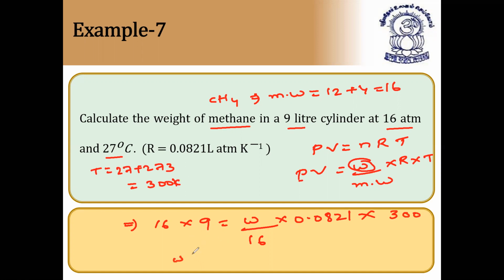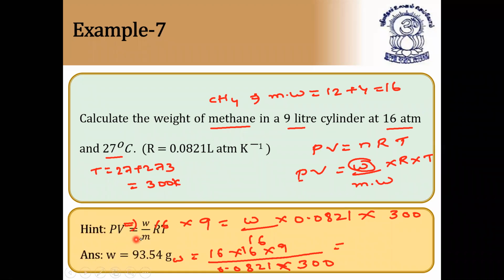So by this you can say W is equal to 16 into 9 divided by 0.0821 into 300. So after doing the calculation, you will get the answer. I hope it is clear. So let us see the answer. PV is equal to W by M times RT. So the answer is 93.554 grams. So here I am writing the answer: 93.54 grams of methane is present in that. So I hope it is clear. Next question.